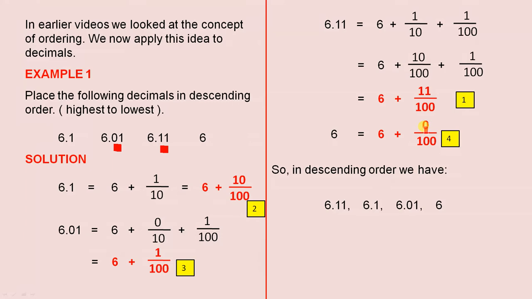We're going from highest to lowest. So I've put number 1 there to show you that 6 plus 11 on 100 is the largest, or the highest, which gives us 6.11. The second one is 6 plus 10 over 100, which is 6.1. The third one is 6 plus 1 on 100, which is 6.01. And the last one, the fourth one, is 6 plus 0 on 100, which is 6. So here we go. They are in order. See that? From highest to lowest.